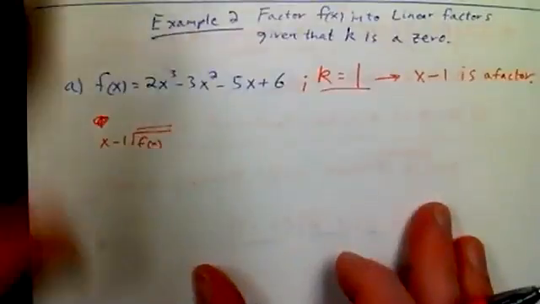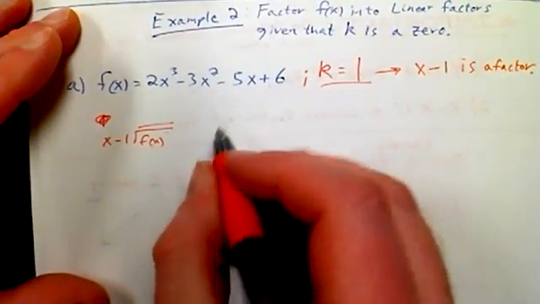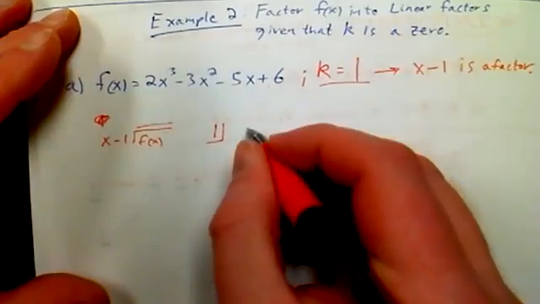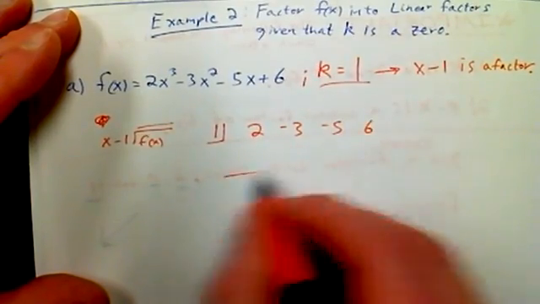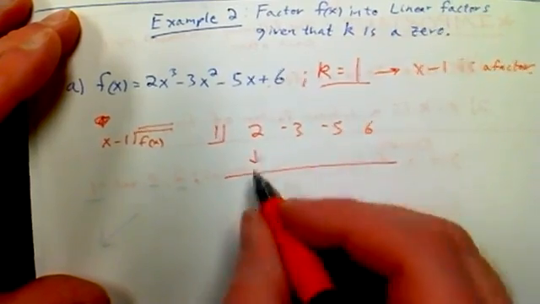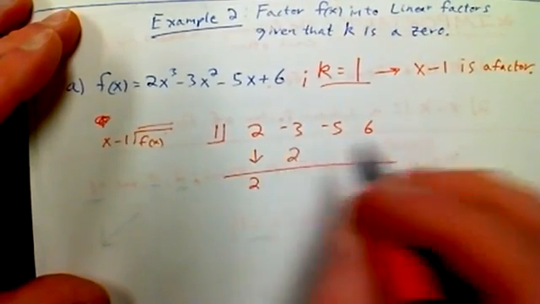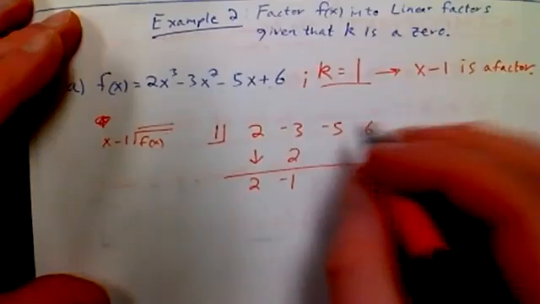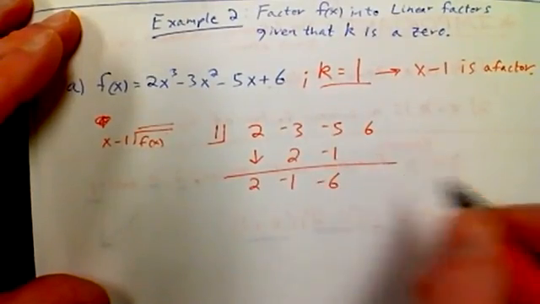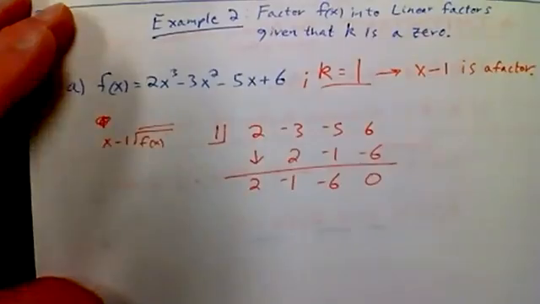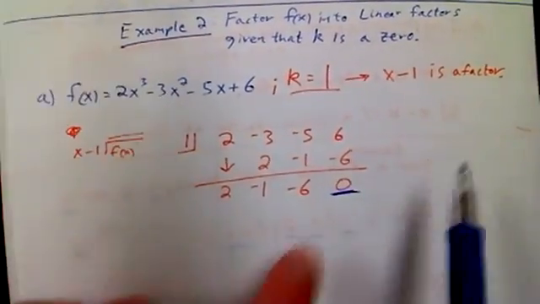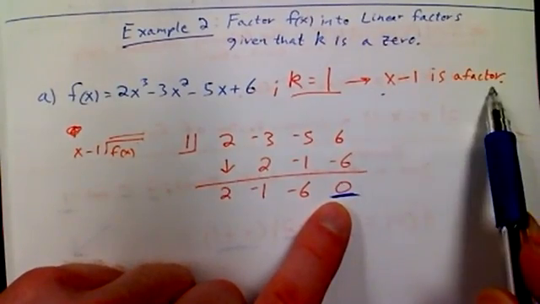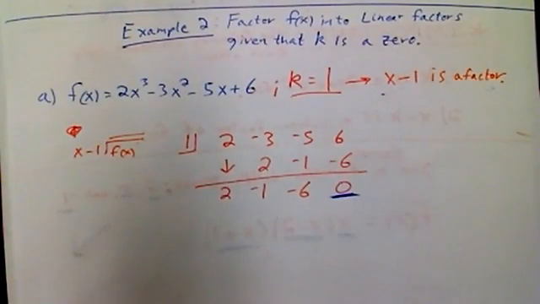Okay. So I'll do my synthetic division. I'll take that 0. I'll divide it into negative 3, negative 5, and 6. So it looks like I got 2, negative 1, negative 6, 0. That's good. I expected to get 0 as my remainder, right? That confirms, yes, x minus 1 is a factor, k equal to 1 is a 0.